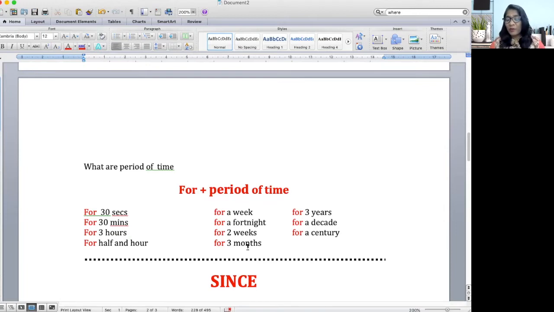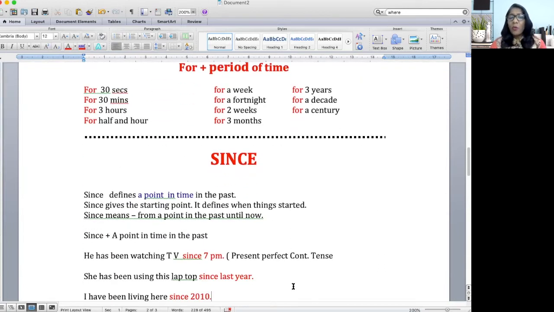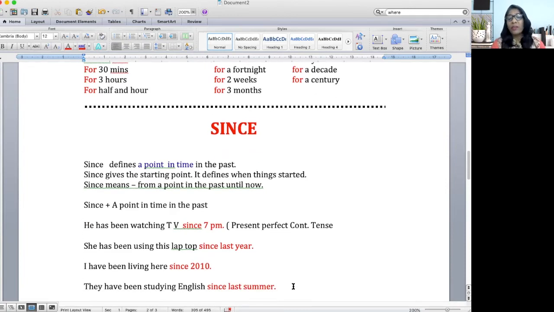That's the word since. Let's see how we use since. What does since define? Since defines a point in time in the past. I repeat, since defines a point in time in the past. Since gives the starting point. It defines when things started. Since means from a point in the past until now. Let us see how we can use the word since along with a point in time.